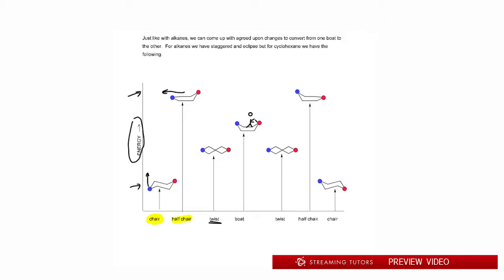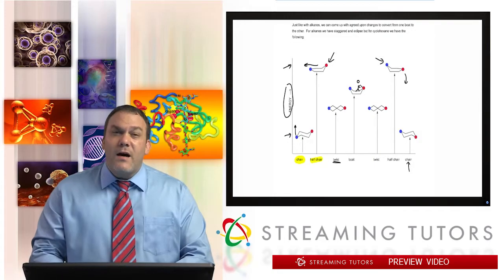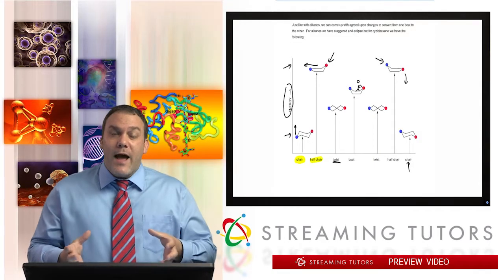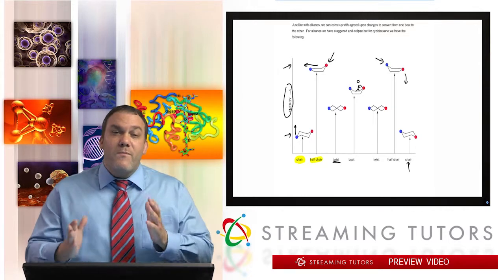So now, instead of this side being up, the blue is up, and the red is now flat, going straight. And then eventually, the red's going to drop down now, right? So now this is going to drop down, and we get to that other chair. So these are the conformations of cyclohexane. These are the ones that we have to be familiar with.